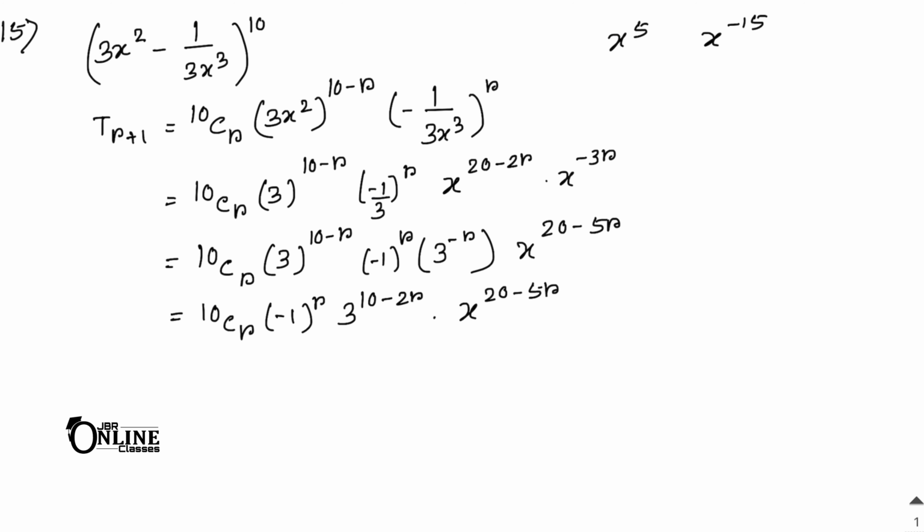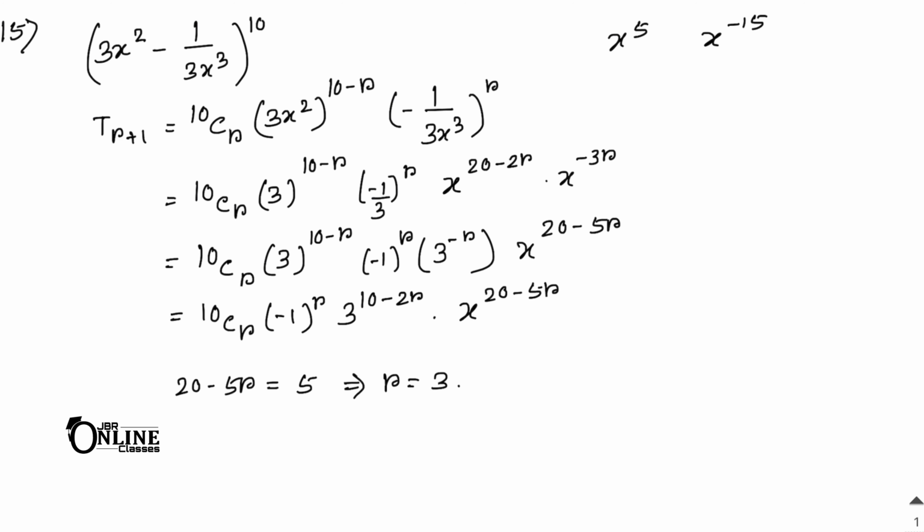So now if you compare this one, as here 20 minus 5r equal to 5, because T(r+1) is the term of x to the power 5, then the coefficient will be equal. So in that case 20 minus 5r equal to 5. So from that one you can find out here r equal to 3.